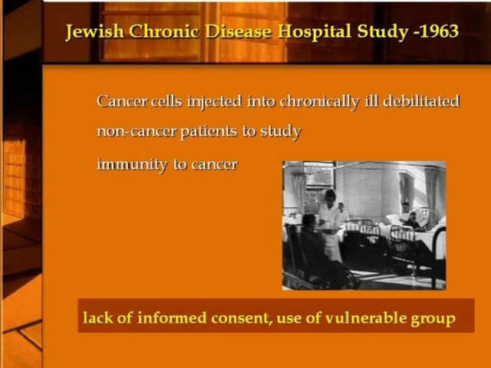Another study is the Jewish Chronic Disease study in 1963. Here cancer cells were injected into chronically ill, debilitated non-cancer patients to study immunity to cancer. And these patients were also not told at all that they were going to be injected. They just told them it's a skin test. And they said, we didn't want to tell them because anyway the cancer cells will be rejected, so why should we frighten them by telling them that we are injecting cancer cells. That is how they approached this. So there was again lack of informed consent and use of a vulnerable population.